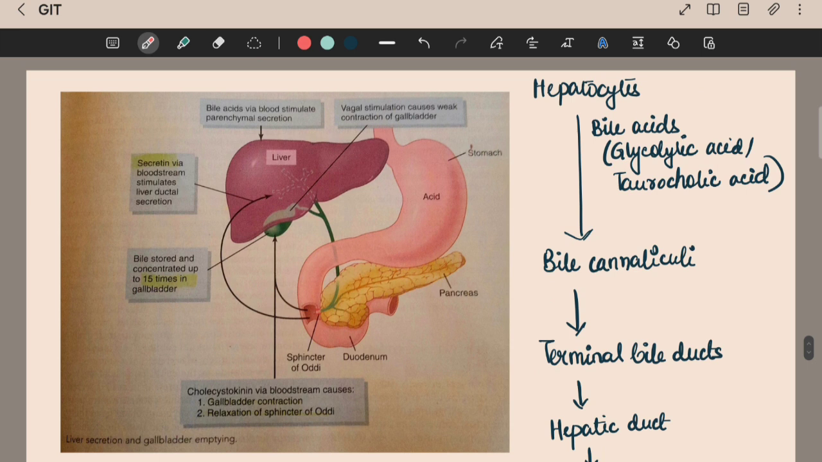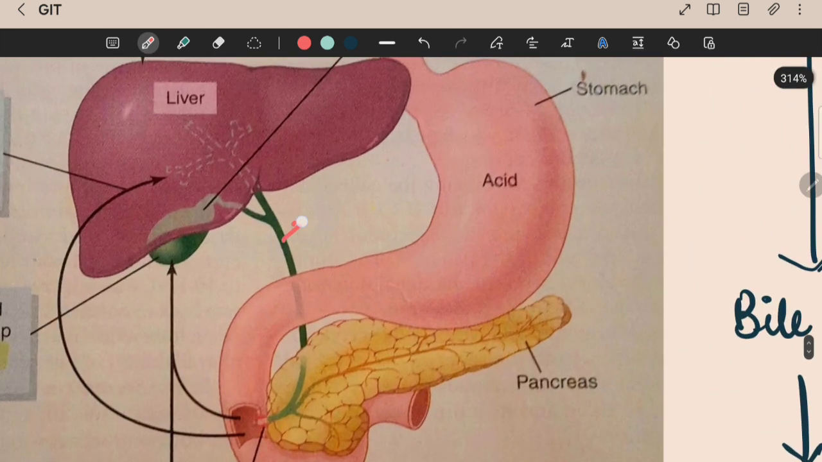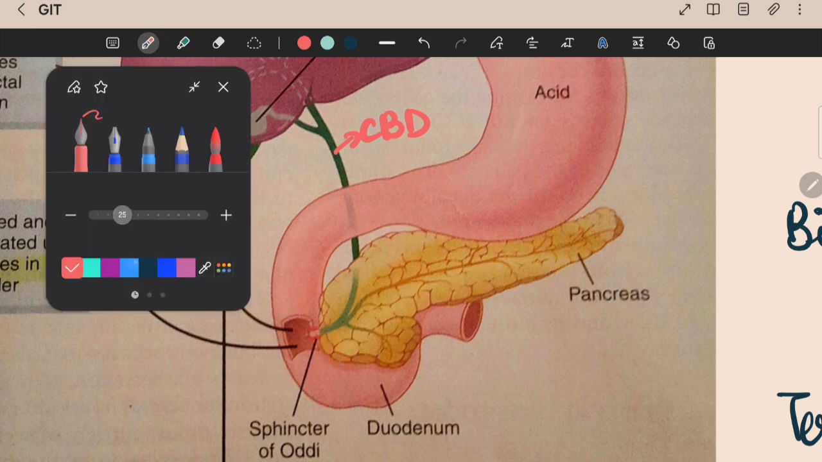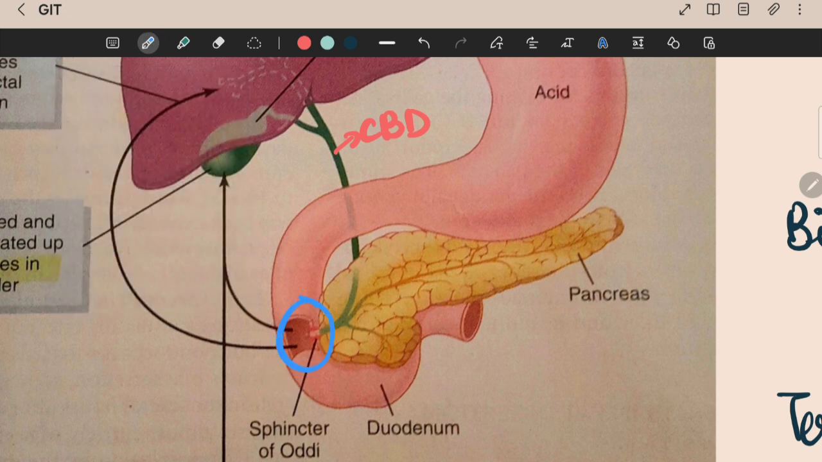Here the liver is present. Now see, if I mark over here, this is basically the common bile duct, the CBD. It is coming and entering over here. They all drain into this region called the major duodenal papilla. Over here this fuses with the pancreatic duct, and there is formation of the hepatopancreatic duct. See, this is the long pancreatic duct that is coming.